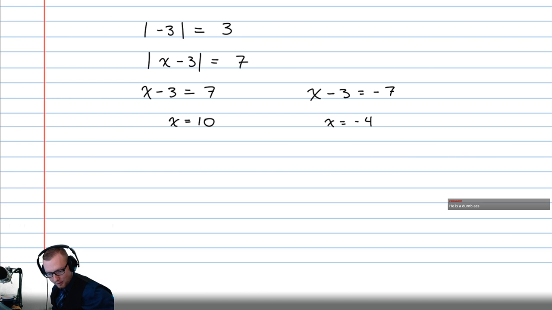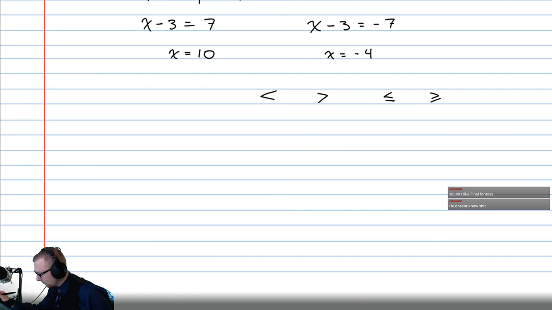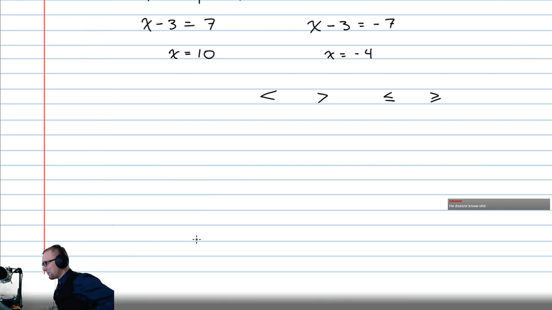Okay, so we did that. Let's take it a little bit further. What do these signs mean? Yeah, I know this. Greater or less than, equal or less, greater or equal. Yeah, I know this.